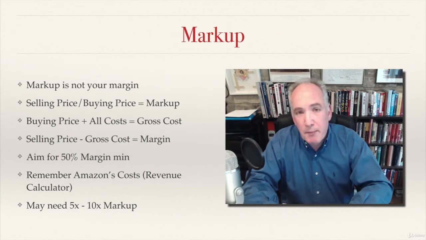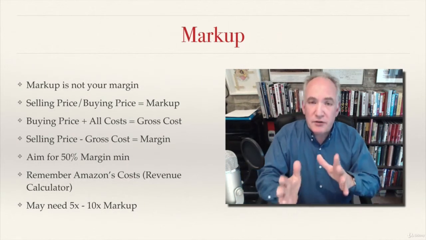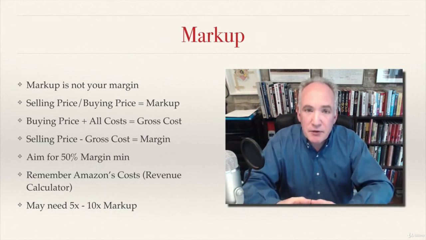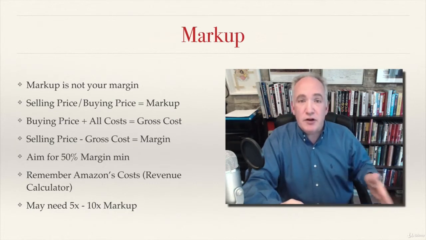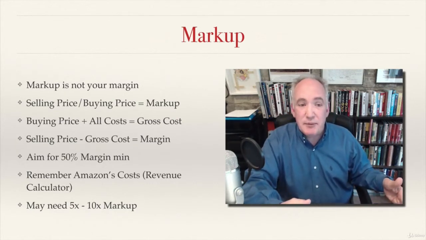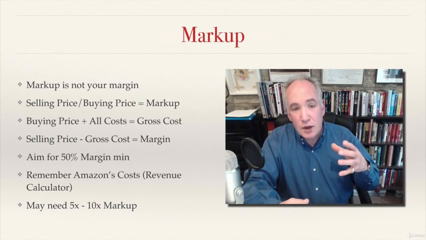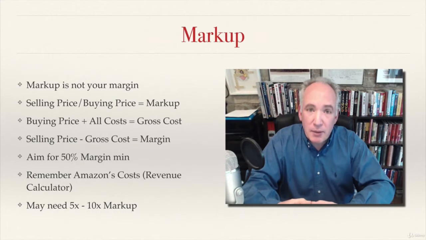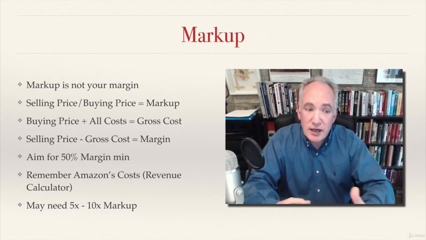We need to talk about markup. Now, putting aside all the issues to do with the Amazon revenue generator, markup is not your margin. Markup is where you divide the selling price by your buying price and understand the multiple that entails. So you might sell for $100, you buy it for 10, you've got a 10 times markup. Your margin is your buying price plus all costs gives you your gross cost. And then if you take that away from your selling price, you get your margin.